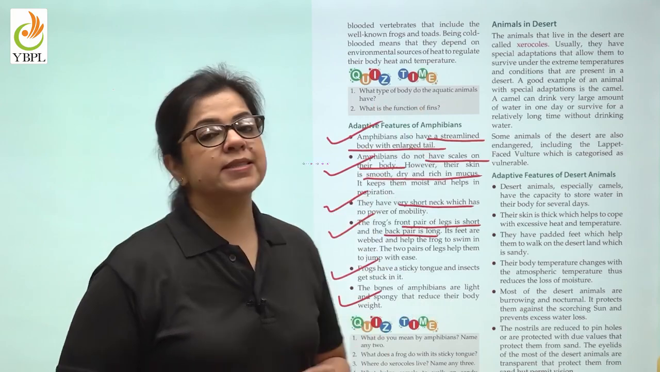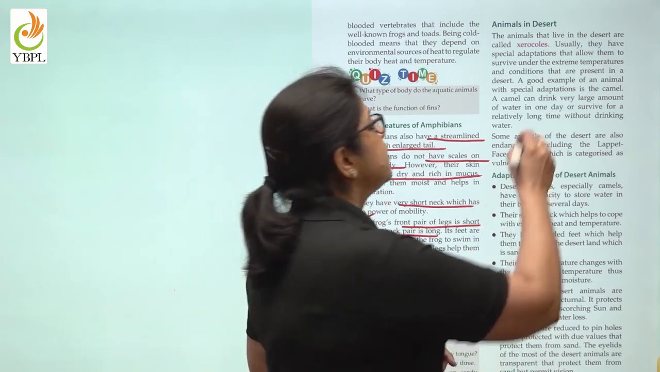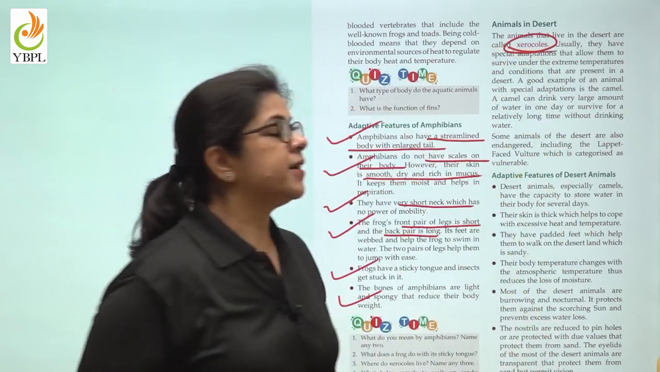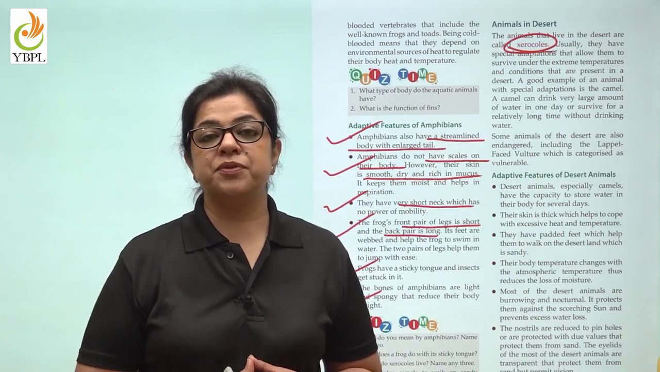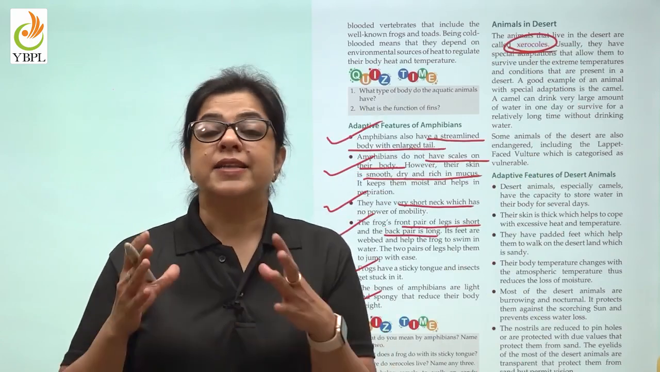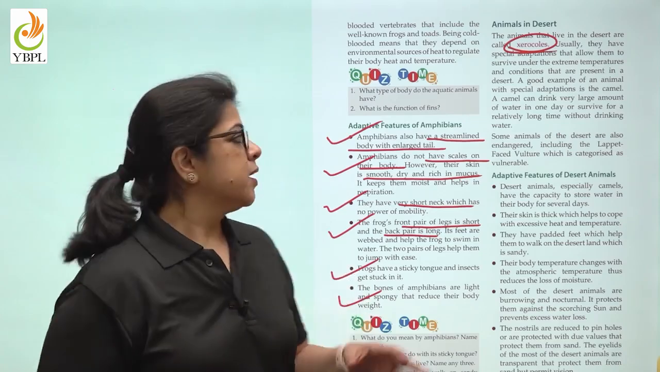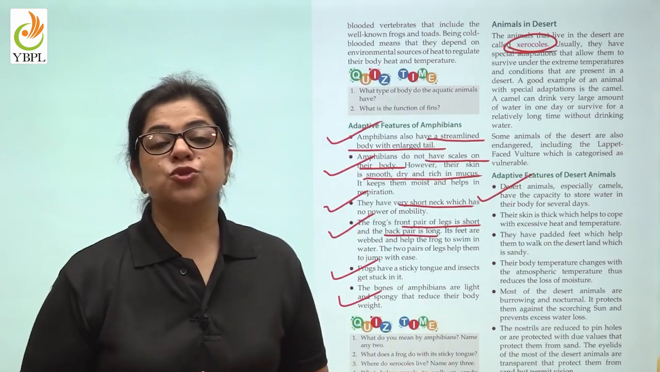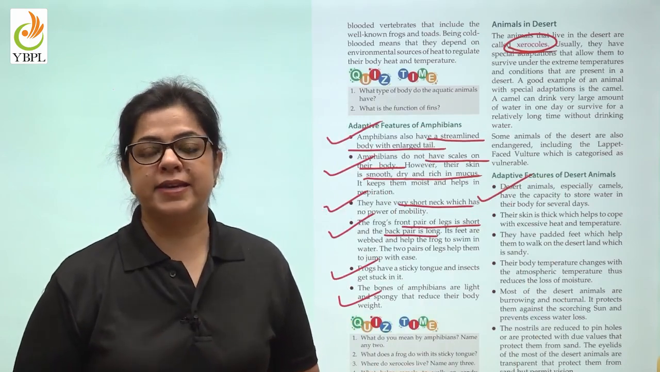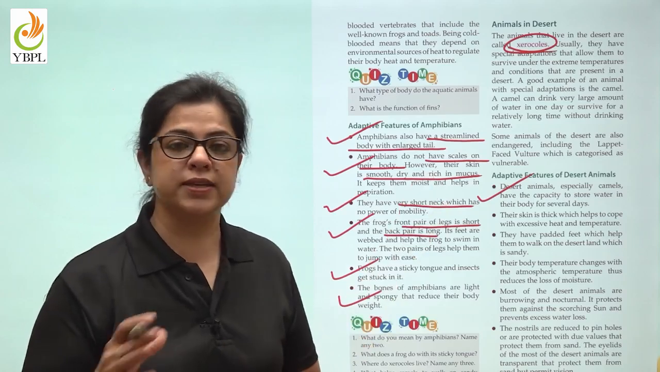Children, next let us discuss desert animals. Desert animals, because they live in dry areas, are referred to as xerocoles. Now, what are the adaptive features? Let us consider the camel for an example. A camel has the capacity to store water and food for many days in its hump. That is why it can survive without food and water for days together.